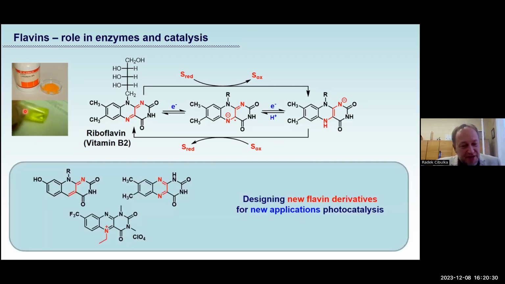And this is what we are doing. We are playing with the structure of flavin. For example, we can replace this nitrogen with carbon to have deazaflavin. We can change the configuration of these double bonds to have alloxazine as another derivative, or we can introduce an ethyl ring to have quaternary, which means positively charged flavins, which are also very good oxidizing agents. In principle, we are looking for new flavin derivatives and, of course, for their new applications in photoredox catalysis.